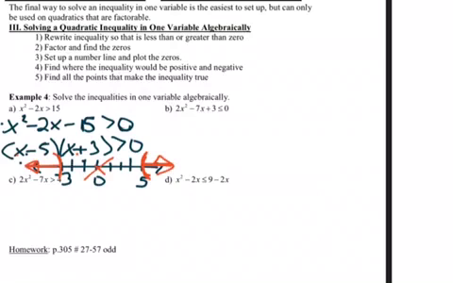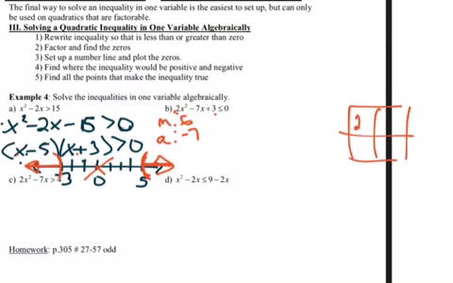Alright, I'm going to do one more, and then I'm going to have you do C and D. This one's already got 0 on one side, so I'm just going to go straight to factoring. I need two numbers that multiply to 2 times 3, which is 6, and add to negative 7. So that's going to be negative 6 and negative 1. I've got 2x squared, 3 down here, negative 6x, whoops, sorry, that should be negative 1.